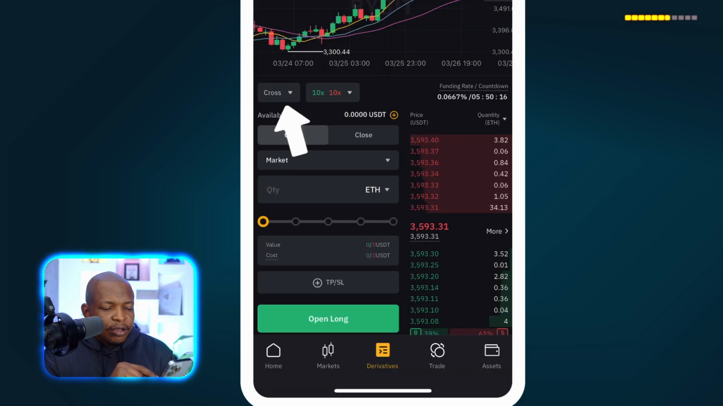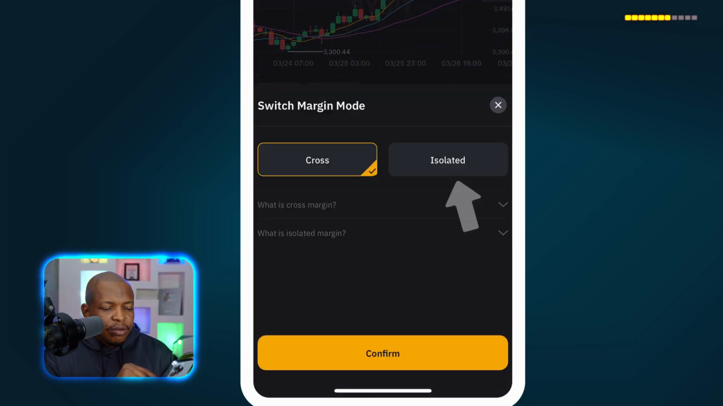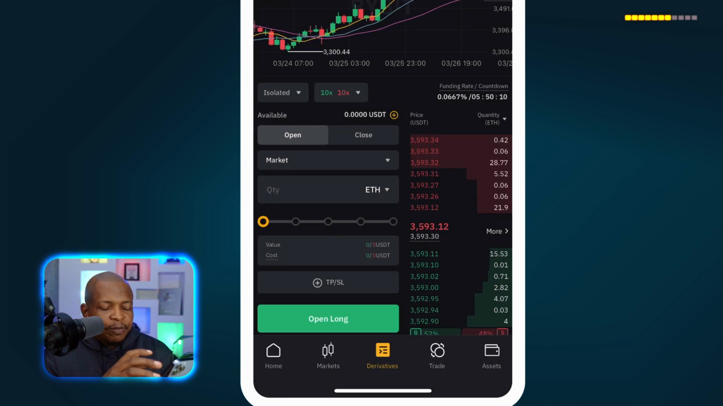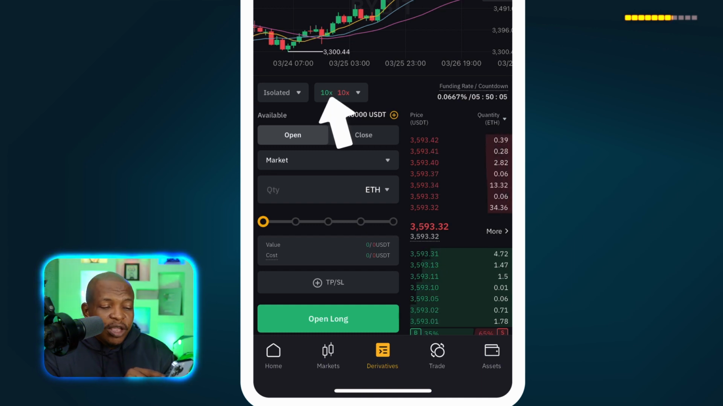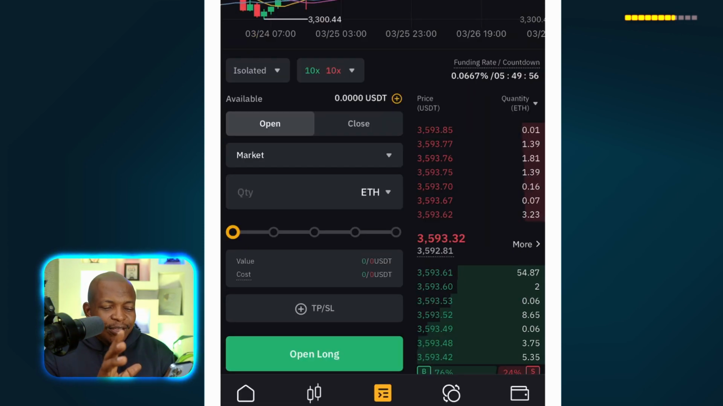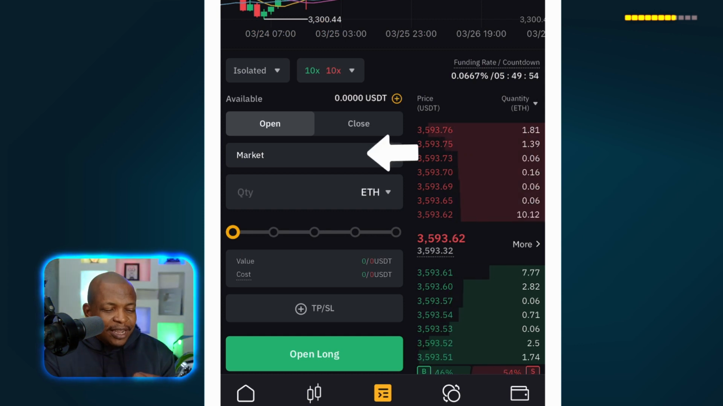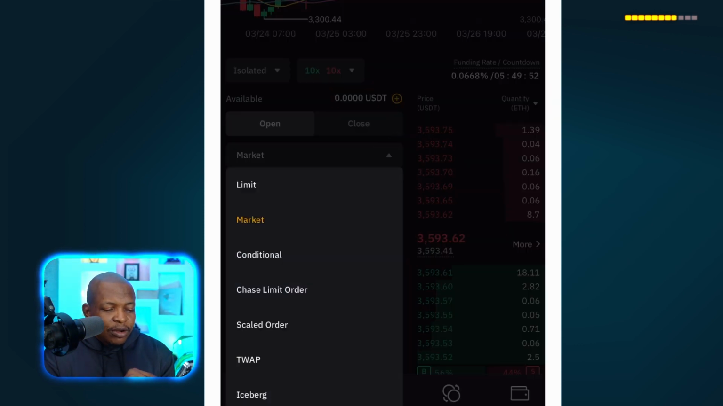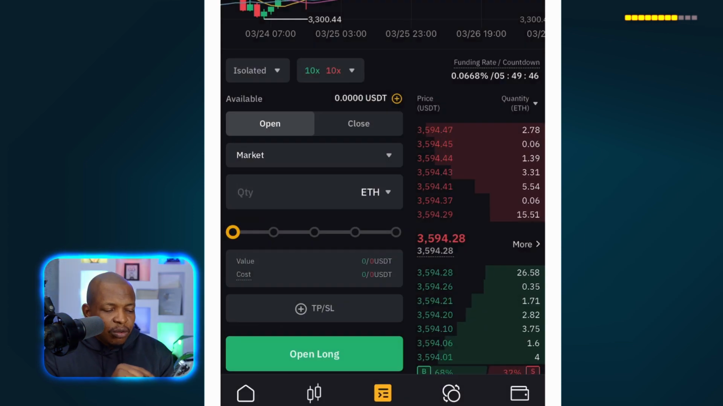Then you have to change this to isolated. Of course, for each trading pair, you might have to adjust for isolated. When it's on isolated, this is where you enter your leverage. So leverage for long, leverage for short. You enter this for each trade you take using my strategy. And this is your market order. You mainly use only the market order and the limit order.